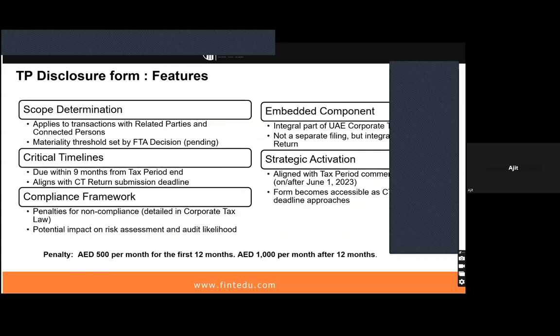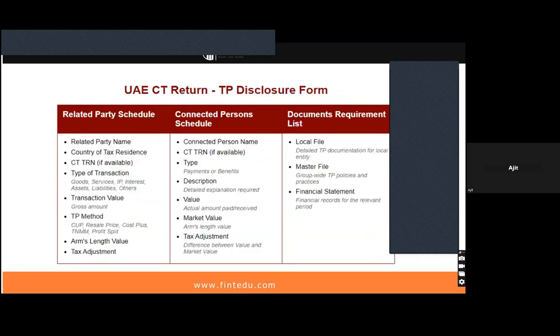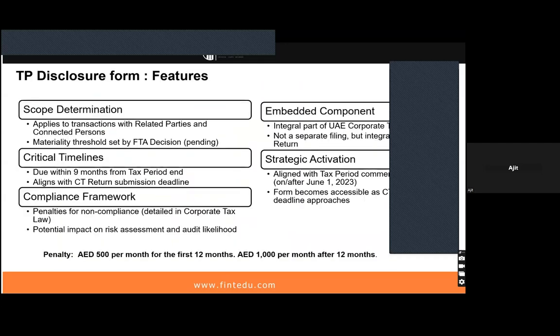So if we talk about this disclosure form, the features: we already discussed that there are 3 sections, related party schedule, connected person, and documentation requirement. But there are some specific features. First, it is embedded in the original corporate tax return, not a separate filing. And there's a strategic activation. So you will not be able to see this disclosure form while going onto the FTA site as it is.